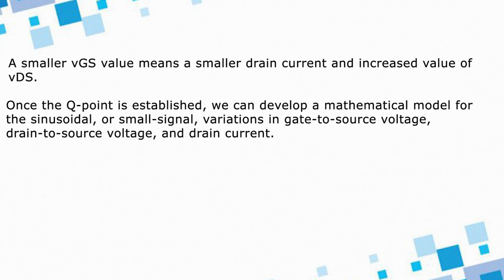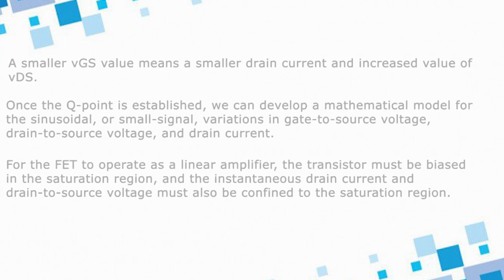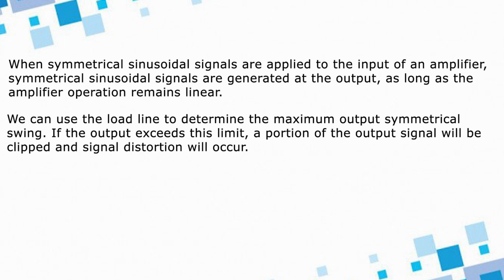For the field effect transistor FET to operate as a linear amplifier, the transistor must be biased in saturation region and the instantaneous drain current and drain to source voltage must also be confined to the saturation region. When symmetrical sinusoidal signals are applied to the input of an amplifier, symmetrical sinusoidal signals are generated at the output as long as the amplifier operation remains linear. We can use the load line to determine the maximum output symmetrical swing.